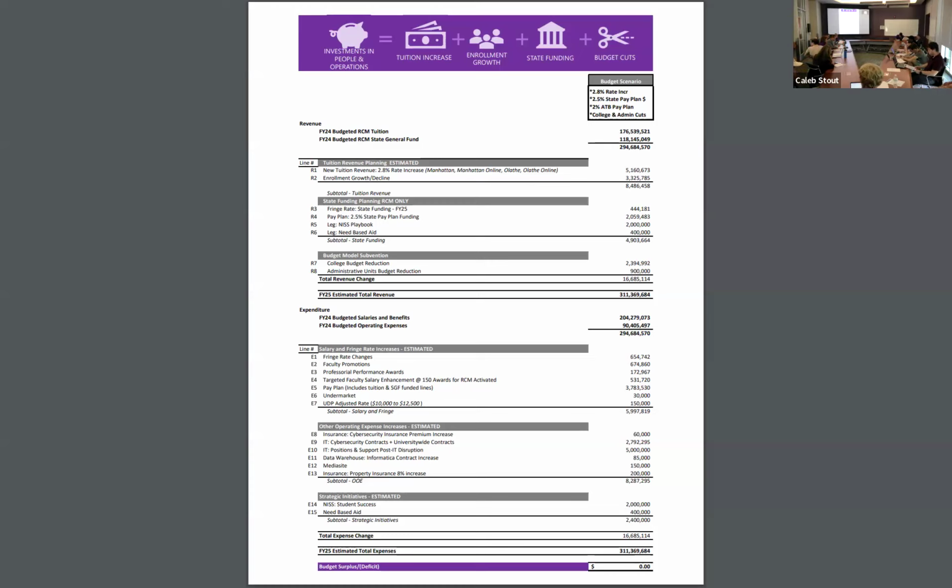And then the big one that we have there is the pay plan. That's a 2% across the board. That's $3.7 million. And that would apply to everybody on payroll as of 12/1, December 1st of 2023.